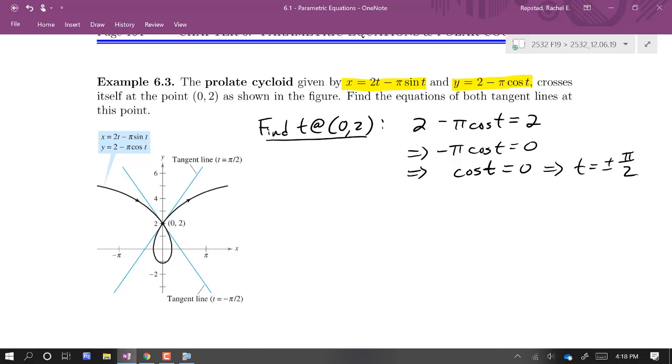You could argue, well, that also happens at 3 pi over 2 and 5 pi over 2, all odd multiples of pi over 2, right? Because cosine just keeps going around and around the circle. But these are the only ones for which x would also be equal to 0, because if you tried the other ones, you would find that the x coordinate didn't line up.